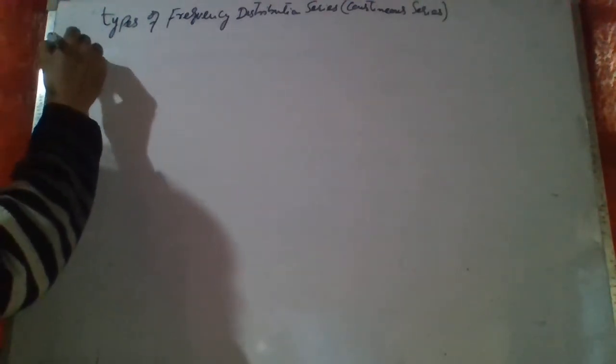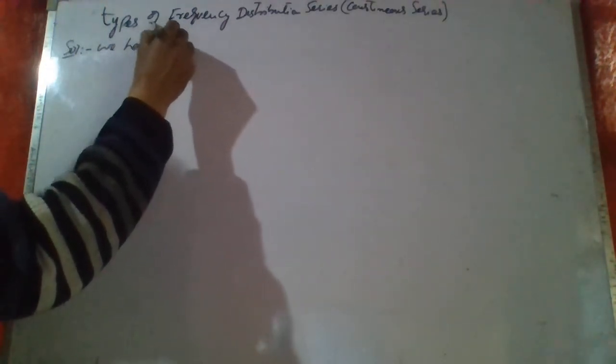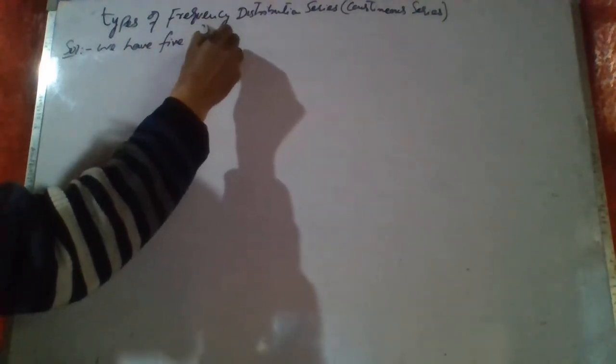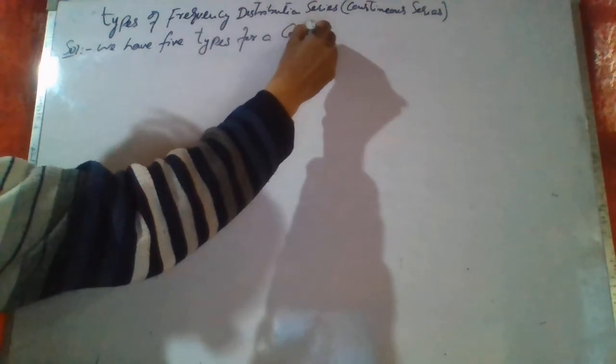Our topic is types of frequency distribution series or continuous series. If we have a continuous series, how many types can we have? Generally, we have five types for a continuous series.